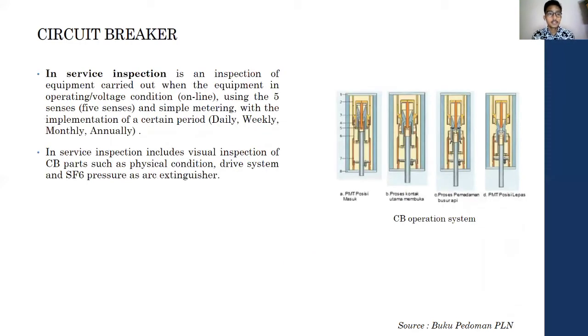First one is in-service inspection. It is an inspection of equipment carried out when the equipment is in operating or voltage condition, or online, using the 5 senses and simple metering, with implementation at a certain period like daily, weekly, monthly, and annually. In-service inspection includes visual inspection of CB parts such as physical condition, drive system, and SF6 pressure as arc extinguisher. And this is the picture of the CB operating system.